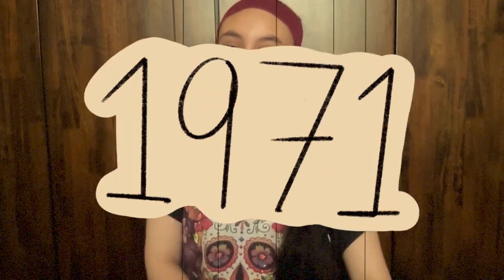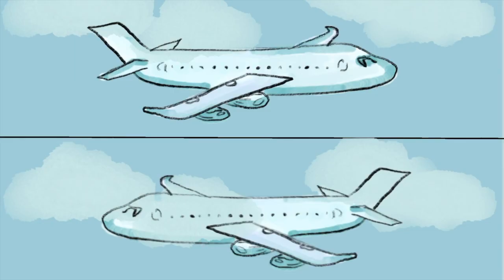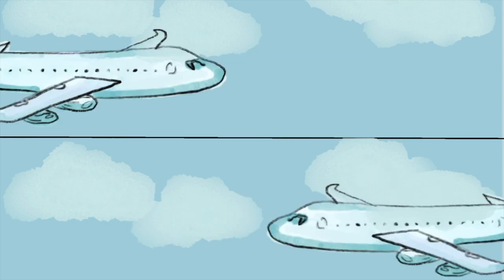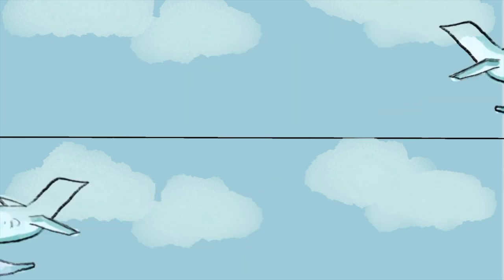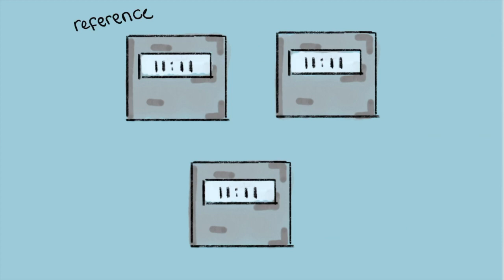How do we know this theory is true? Well, it has already been proven to be right. In 1971, two different planes traveled around the world, eastwards and westwards, each plane holding an accurate atomic clock set to the same time as the reference clock. When the clocks returned, they were no longer in sync.